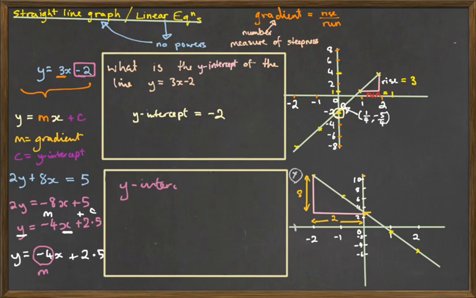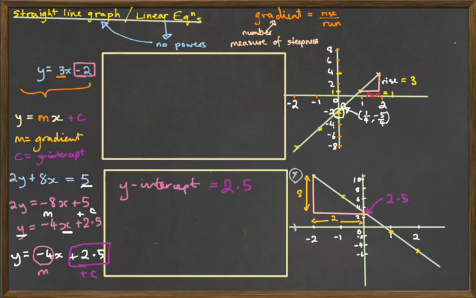Okay, so what is the y-intercept for 2y plus 8x equals 5? Now it's not 5. It's not 5 because it's not of the right form. The y-intercept is found when it's of the form y equals mx plus c. So the y-intercept is 2.5. Now you could also circle that point there, and that point on the y-axis is 2.5.